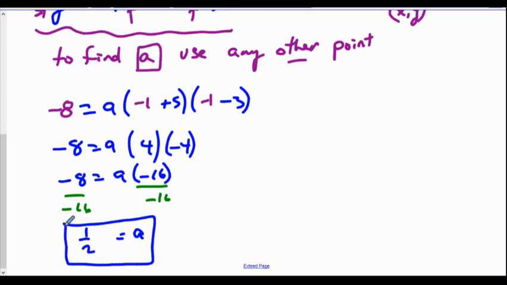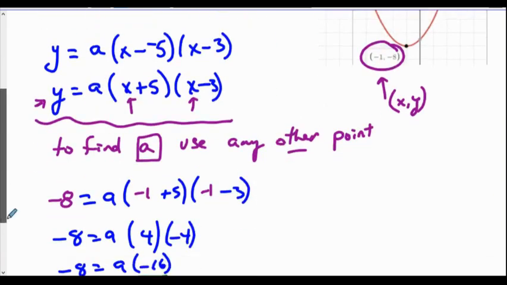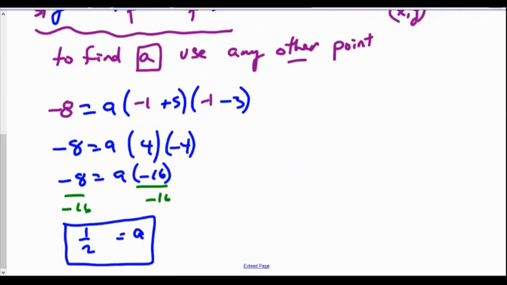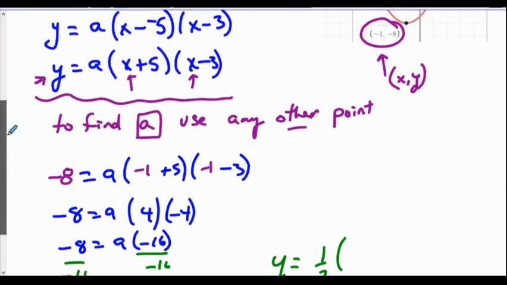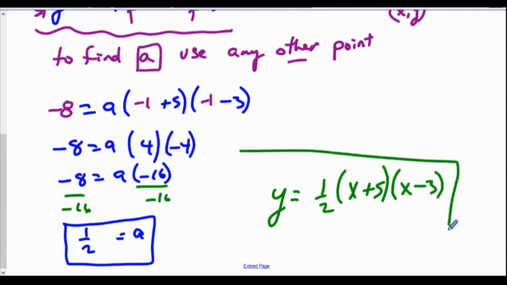There's my A value. So all I have to do now is go back and put that in my equation right here. So let's just state my final answer here. y equals A, which is a half, and then I had (x plus 5) and (x take away 3). There's the function in factored form of my graph.